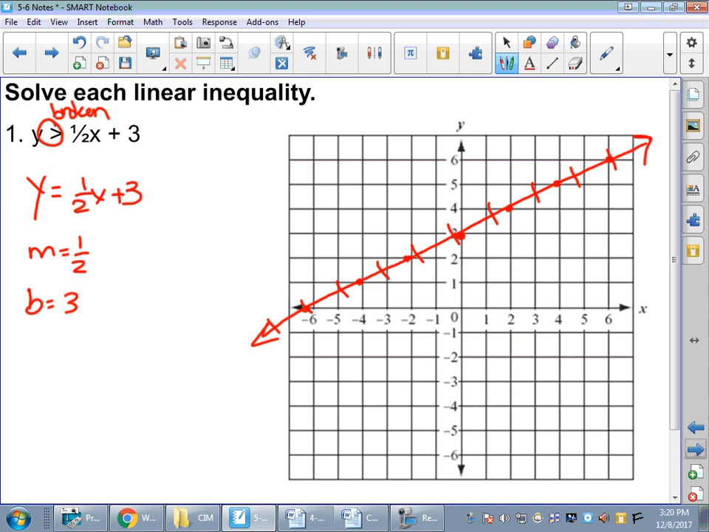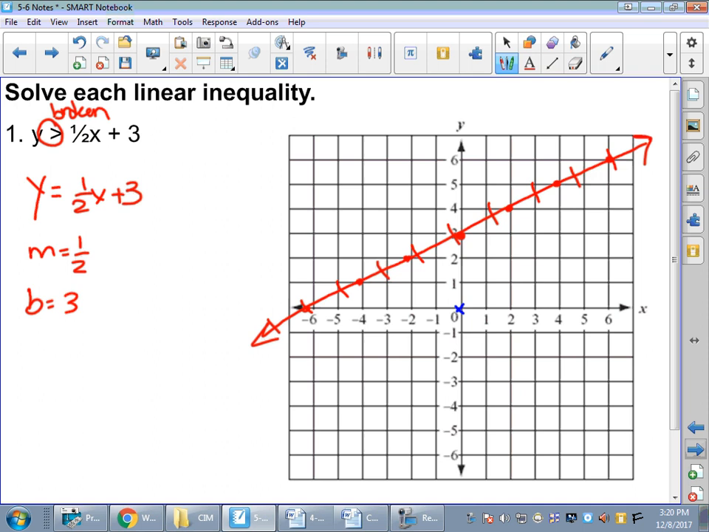Now I got to shade. I got to figure out which half plane I shade. Are my solutions below this line or above this line? So the next step in the step process is to pick an ordered pair not on the line. A really good ordered pair to use is 0, 0. Unless your line goes through 0, 0, you can use 0, 0.